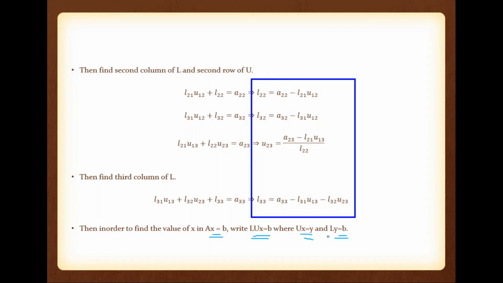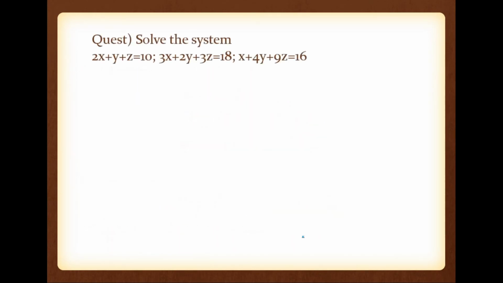Okay. So please note, first what we have to find? First we have to solve this LY equal to B. It will give the value of Y. Okay. Then we have to solve UX equal to Y. It will give the value of X. Okay. So we are going to solve this system.